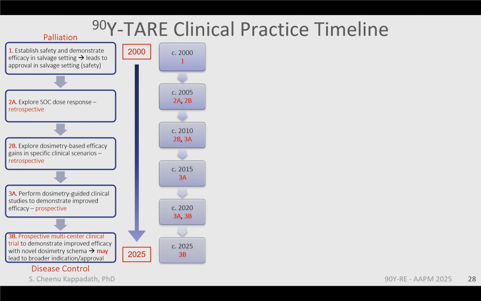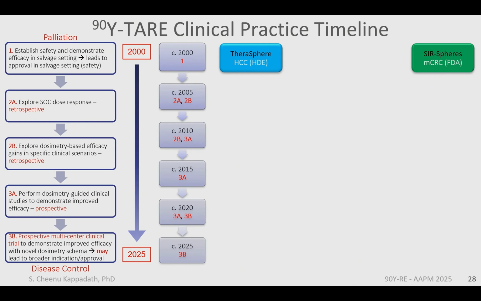Then you have to show that signal prospectively, right? You take that signal, and typically that is done in a small single center prospectively, and then that is very successful. You open that up and you do multi-center. So let's take a look at where we are within the microsphere timeline.